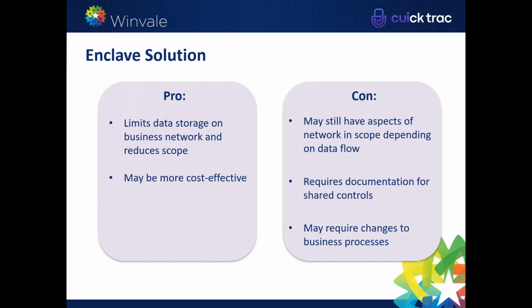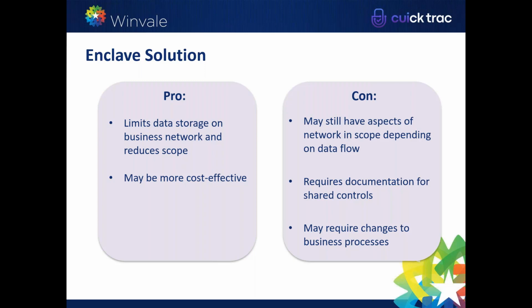With an Enclave solution, there are cons, just like there are with any of these other options. You might still have aspects of your network in scope depending on your data flows. This was something when I was an auditor under PCI, we used to try really, really hard to keep all of our assets out of scope, because if you brought one connected asset into scope, then your whole network was back in scope. So you have to really look hard at what this is going to do for you in terms of reducing the scope.